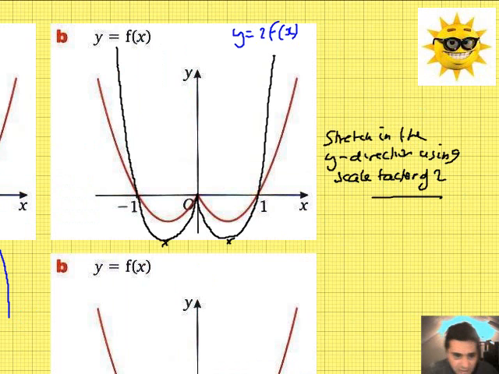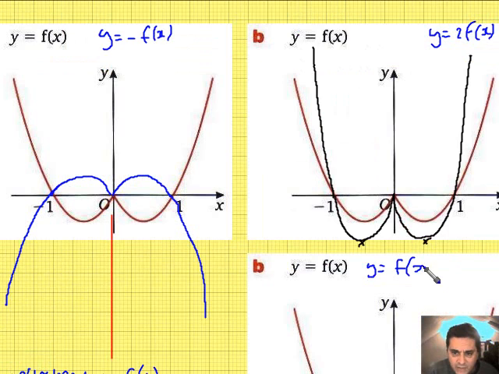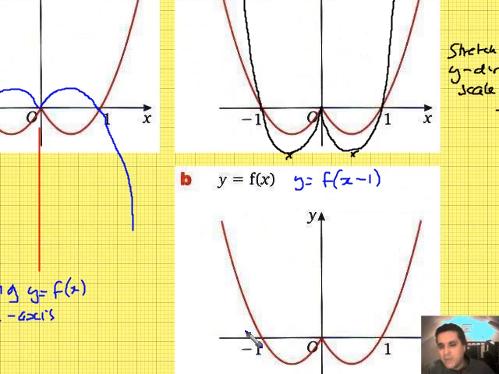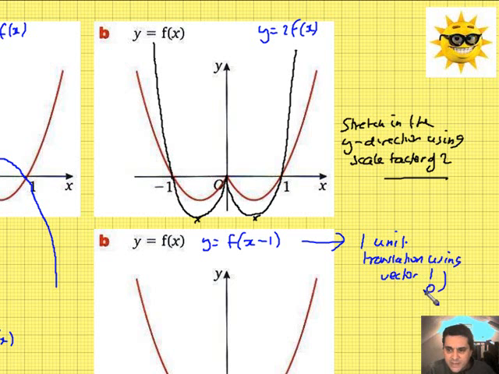Now this one here, I seem to recall it's y equals function of x minus 1. So you take 1 away from the x value, then apply the function, and this is going to shift this way 1 unit to the right. Okay, so it's going to be a translation using vector 1, 0. Okay, let's see if the answer book got that right.